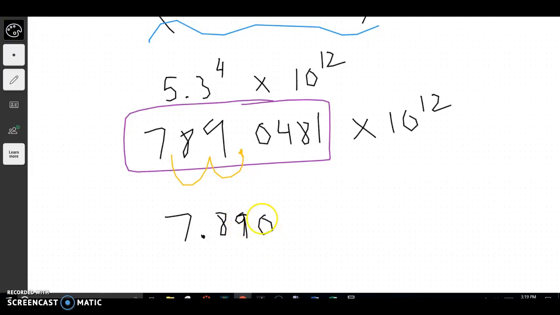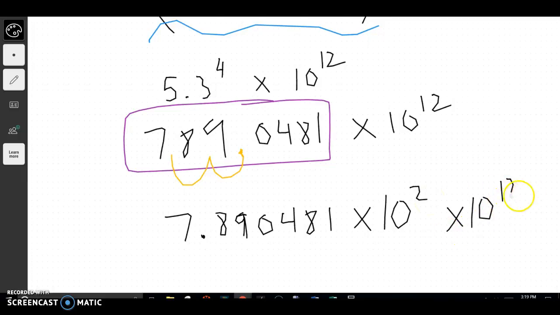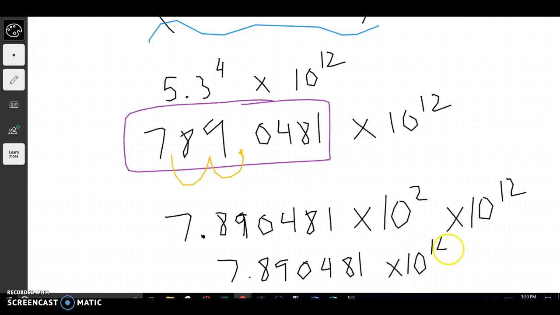And then we'll fill in all the other numbers. And since that number was a larger number, it would be positive. And then we'll combine those tens and get, well, since it's multiplication, it will act like addition. So I'll have 10 to the 14th. And that would be my final answer.